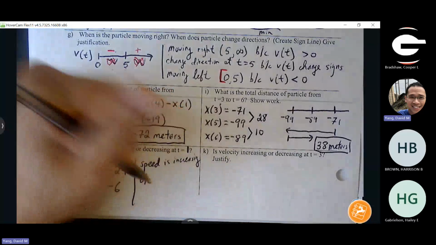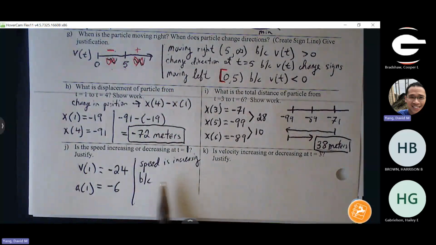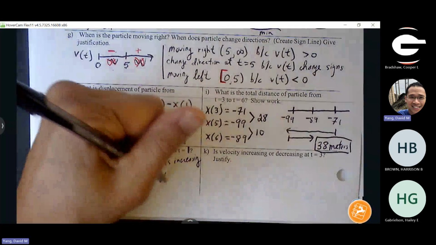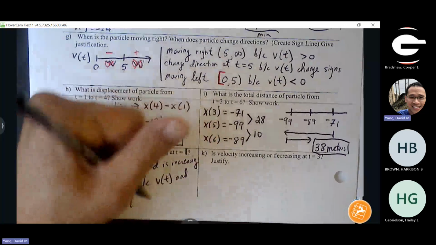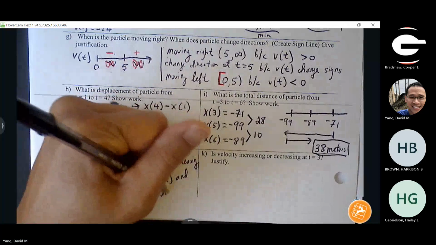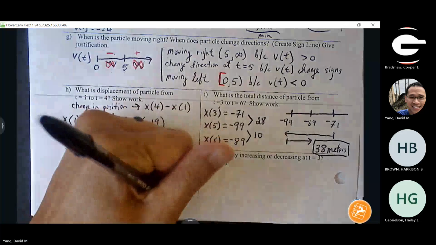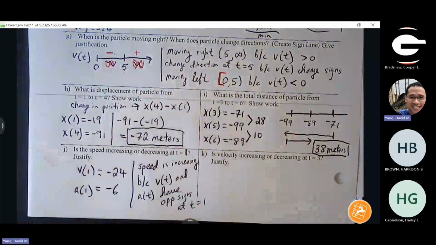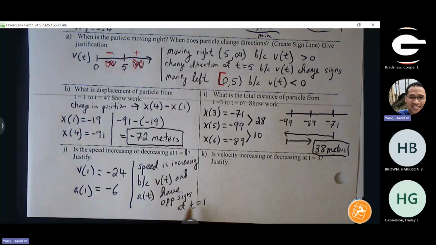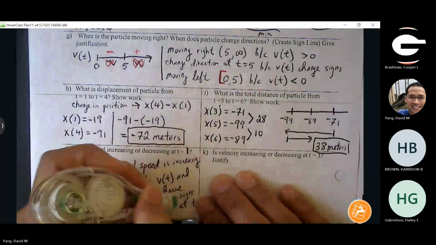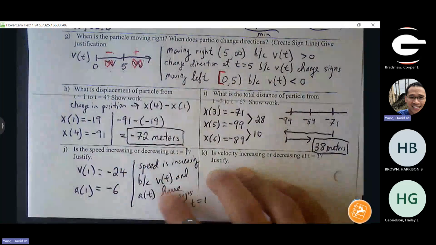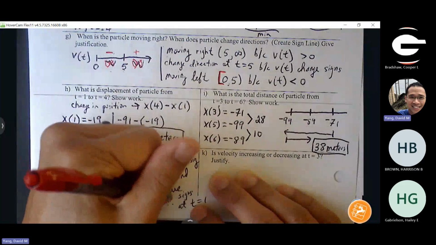And our reasoning is because, okay, if you just say because opposite signs, that's not enough. I want you to specify what it is that has opposite signs. You can say V of t and A of t have opposite signs at t equals 1. Or we can say V of 1 and A of 1 have opposite signs. That's fine as well. Sorry, they have same signs. Increasing, same signs. Thank you.